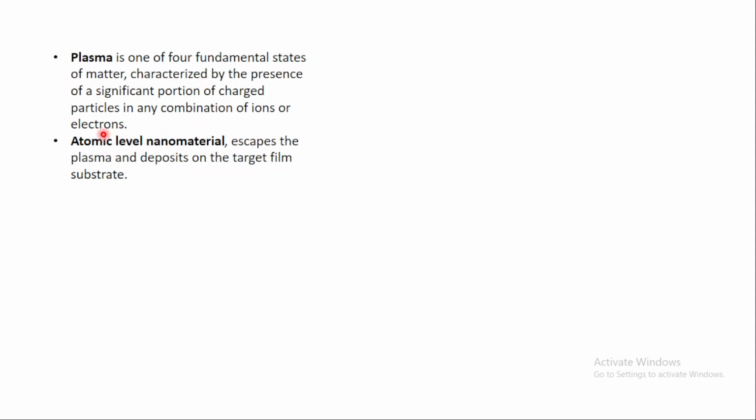And the nanomaterial that we form is at atomic level. So atomic level nanomaterial escapes the plasma and deposits on the target film substrate. So this is what happens in PVD actually. So the nanomaterial that escapes the plasma is atomic level, which is then deposited on the target film.